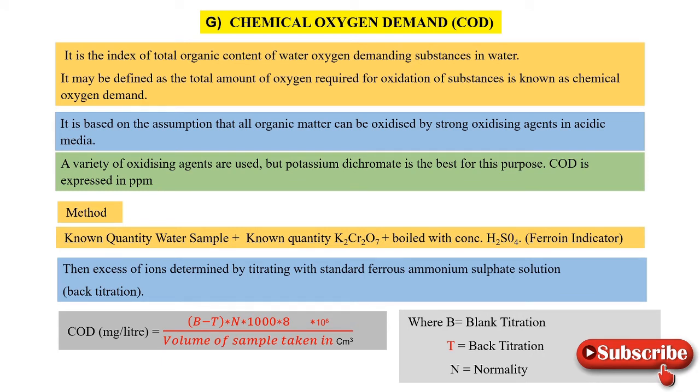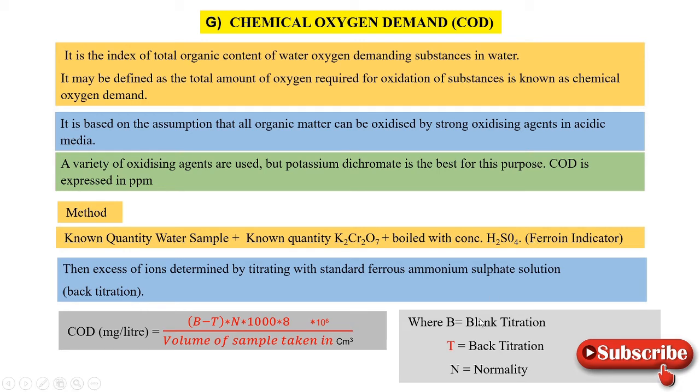So without use of any oxidizing agent, we do titration and we can find out the blank B value, that is blank titration. And then from this method we can determine the value of T, that is back titration, with the use of oxidizing agent. And N is the normality of titrating solution, that is the normality of ferrous ammonium sulfate solution.